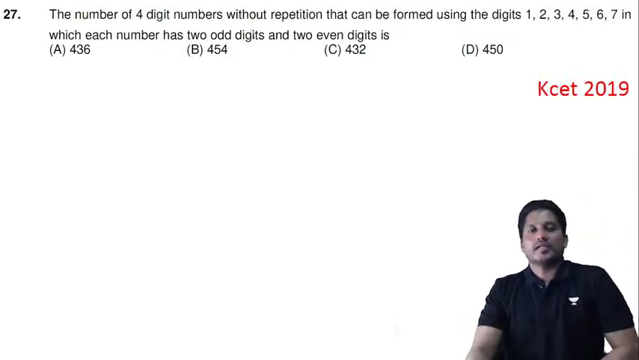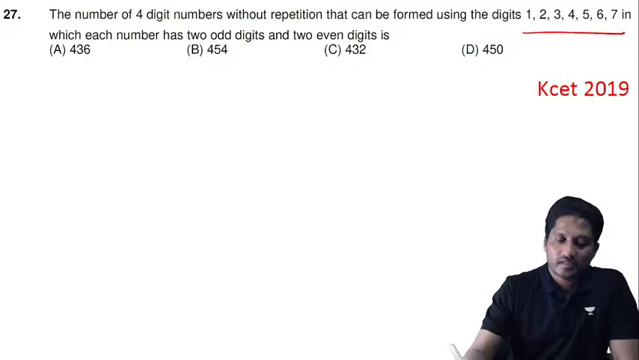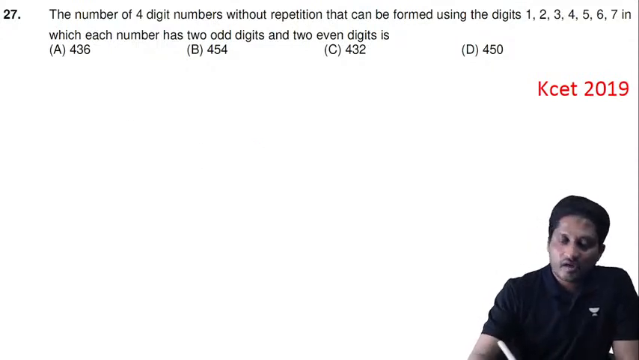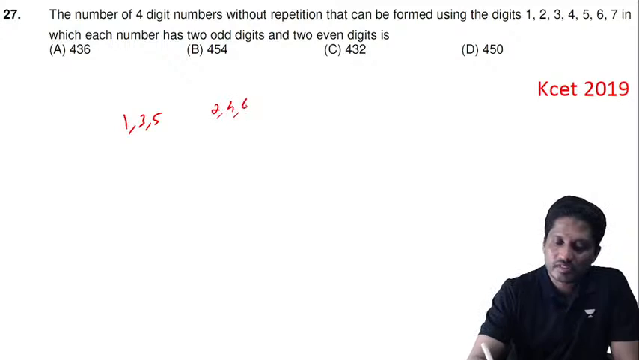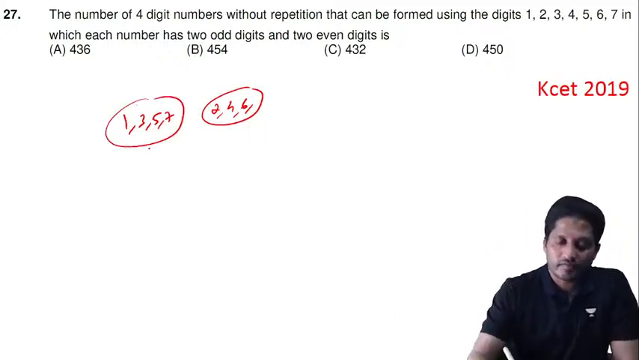Okay, now the number of 4-digit numbers without repetition that can be formed using the digits, such that each number has 2 odd digits and 2 even digits. Odd digits are 1, 3, 5, 7. Even digits are 2, 4, 6. 2 odd digits and 2 even digits should be there. So when selecting 2 odd out of 4, it is 4C2. 2 even out of 3 is 3C2.